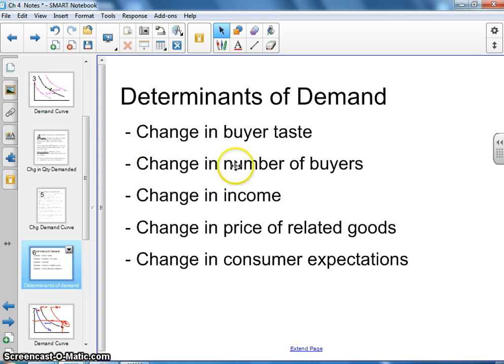You look at change in the number of buyers. We use a discussion back when the baby boom generation was around. One of the things that were out there were diaper services. They didn't necessarily have disposable diapers. They had cloth diapers, and it's what you wrap your son or daughter up in.